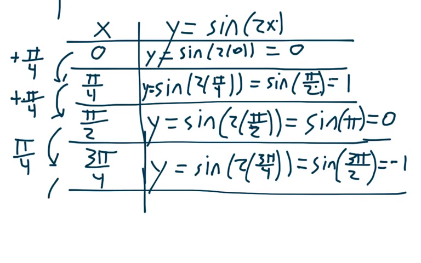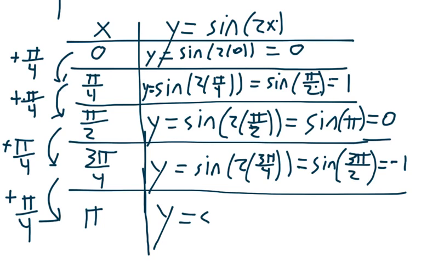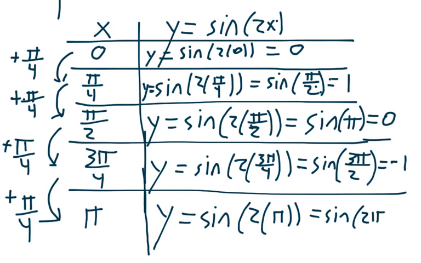And finally, add pi over 4 again. Put a plus sign up there, and let me just make that look nicer. Here we go. And finally, we're going to have pi, the right endpoint of our interval, and we have y equals the sine of 2 times pi, which of course is sine of 2 pi, which of course is going to be 0. So that's what we do. We keep on adding pi over 4.